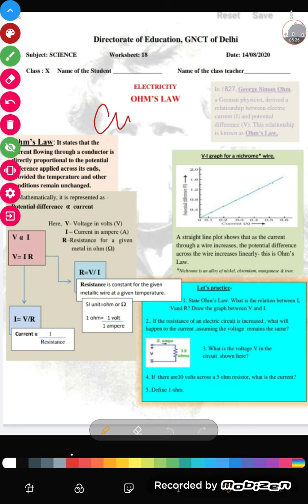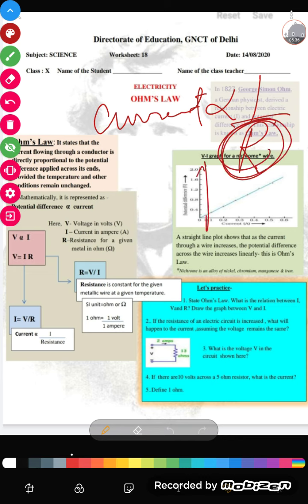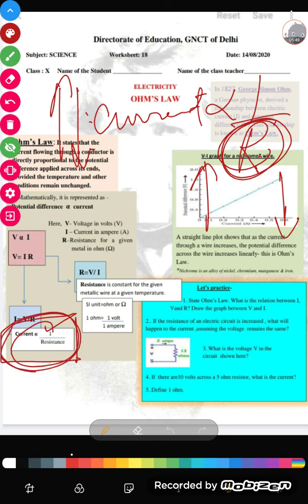Since we have a relationship between current and resistance, current is inversely proportional to resistance. Means what? If the value of resistance increases, the value of current decreases. But if the value of resistance decreases, the value of current increases. This is the meaning of this statement: current is inversely proportional to resistance.